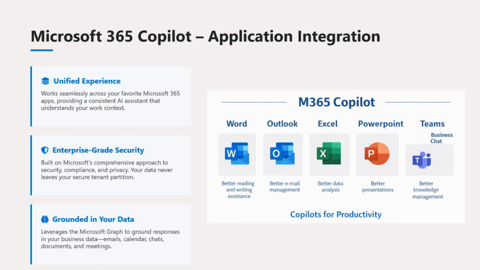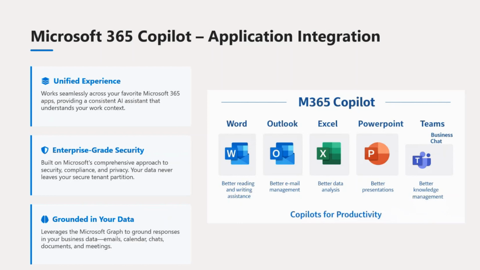So Microsoft 365 Copilot is designed to work directly within the Microsoft 365 apps that people already use every day. Instead of being a separate AI tool, it becomes a part of the workflow across applications like Word, Outlook, Excel, PowerPoint, and Teams. One important aspect is the seamless experience it provides across these applications. Users can get AI assistance while writing documents, analyzing data, managing email, creating presentations, or collaborating with teams.